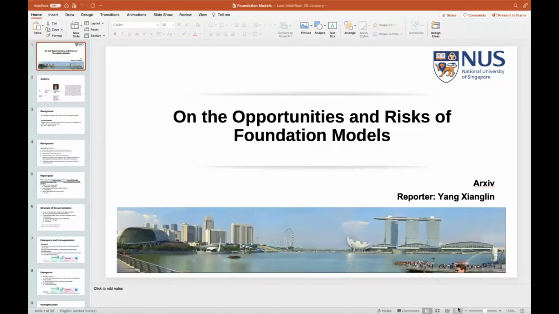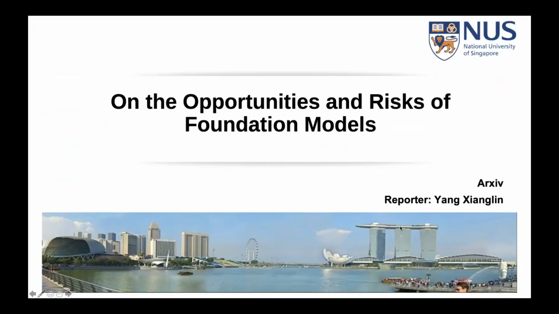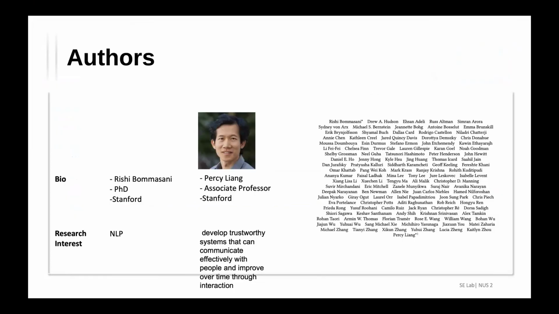Okay, Xianglin, please now. Yeah, so the paper is called On the Opportunities and Risks of Foundation Models. I'm not sure where it got published. I found this survey on arXiv, but I guess it's new. Yeah, it is really new.